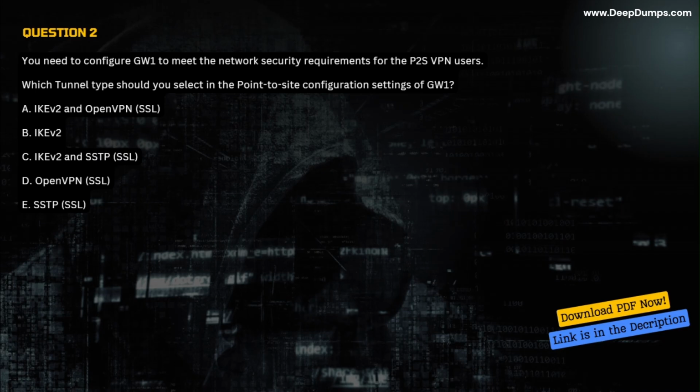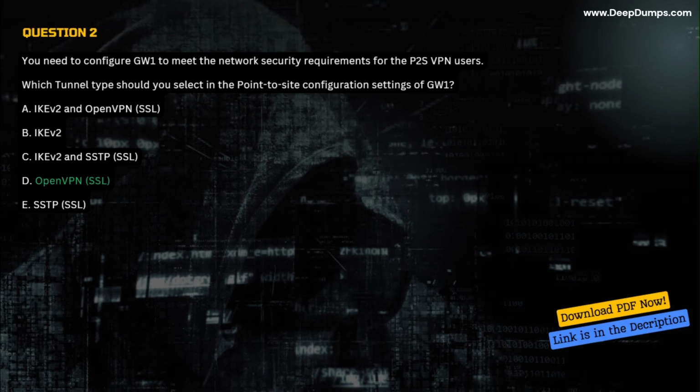Question 2. You need to configure GW1 to meet the network security requirements for the P2S VPN users. Which tunnel type should you select in the point-to-site configuration settings of GW1? A. IKEv2 and OpenVPN SSL. B. IKEv2. C. IKEv2 and SSTP SSL. D. OpenVPN SSL. E. SSTP SSL.